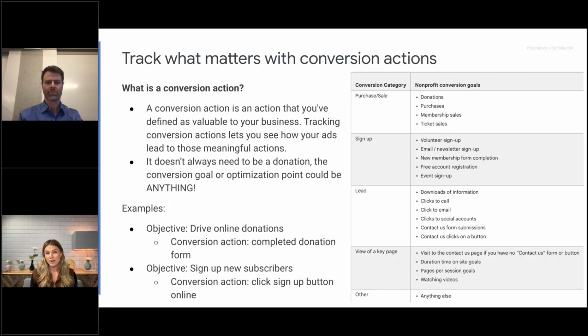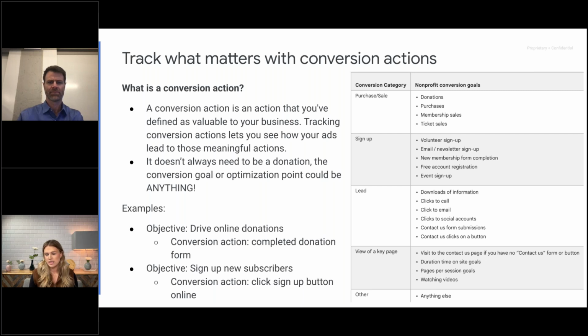So there's a lot of information on this slide, but it's all to say that there's a ton of different actions that people can take when they click your ad. I know maybe the most common example might be making a donation. That's the action that you want them to take. There's also other things like volunteer sign up, watching videos, really anything. And so a conversion action is an action that you've defined as valuable to your business. And we want to track those to make sure that we're optimizing and making the campaign work towards those actions.